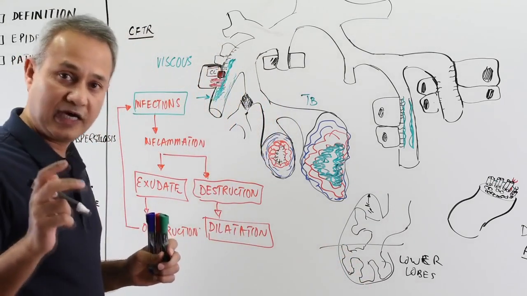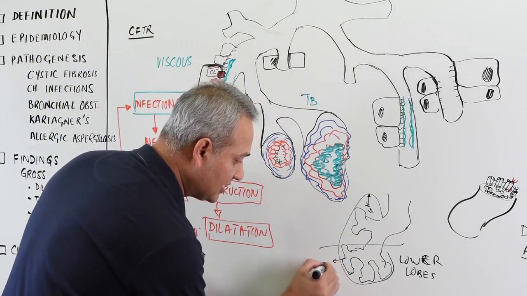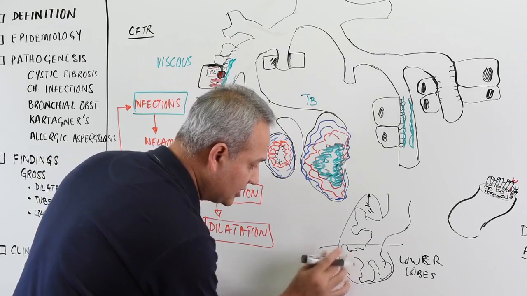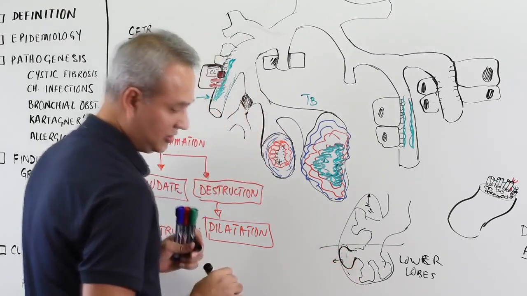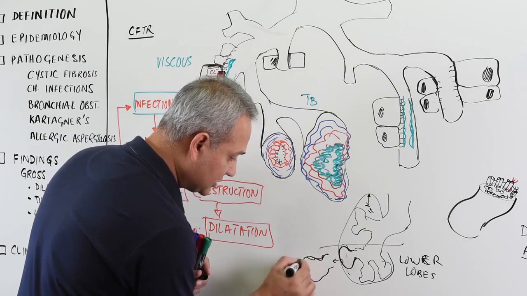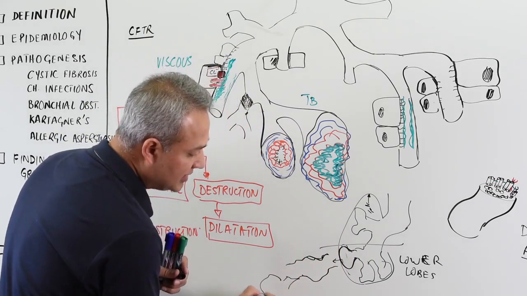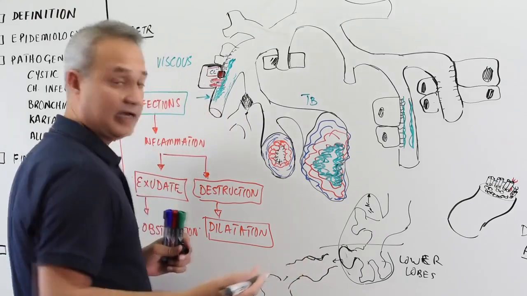Dilatation can be of two types. One is saccular dilatation, a sac-like dilatation, or tubular, in which the dilatation is like this. It's a big long tube. So saccular or tubular dilatation can be formed.